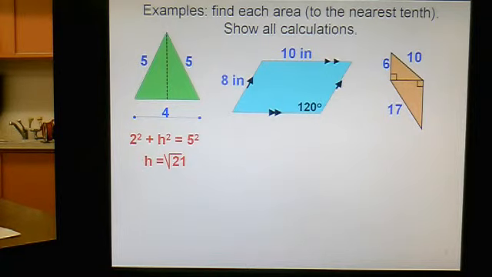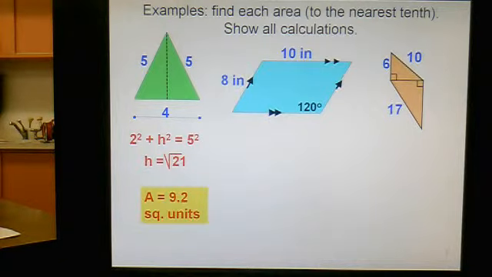Once you got the height, you're good. 4 times rad 21. Don't forget to, again, divide by 2. I think you should get 9.2. If you're getting 18.4, you're probably just forgetting to divide by 2. Take the 1/2 because it's a triangle. Hopefully that makes sense.